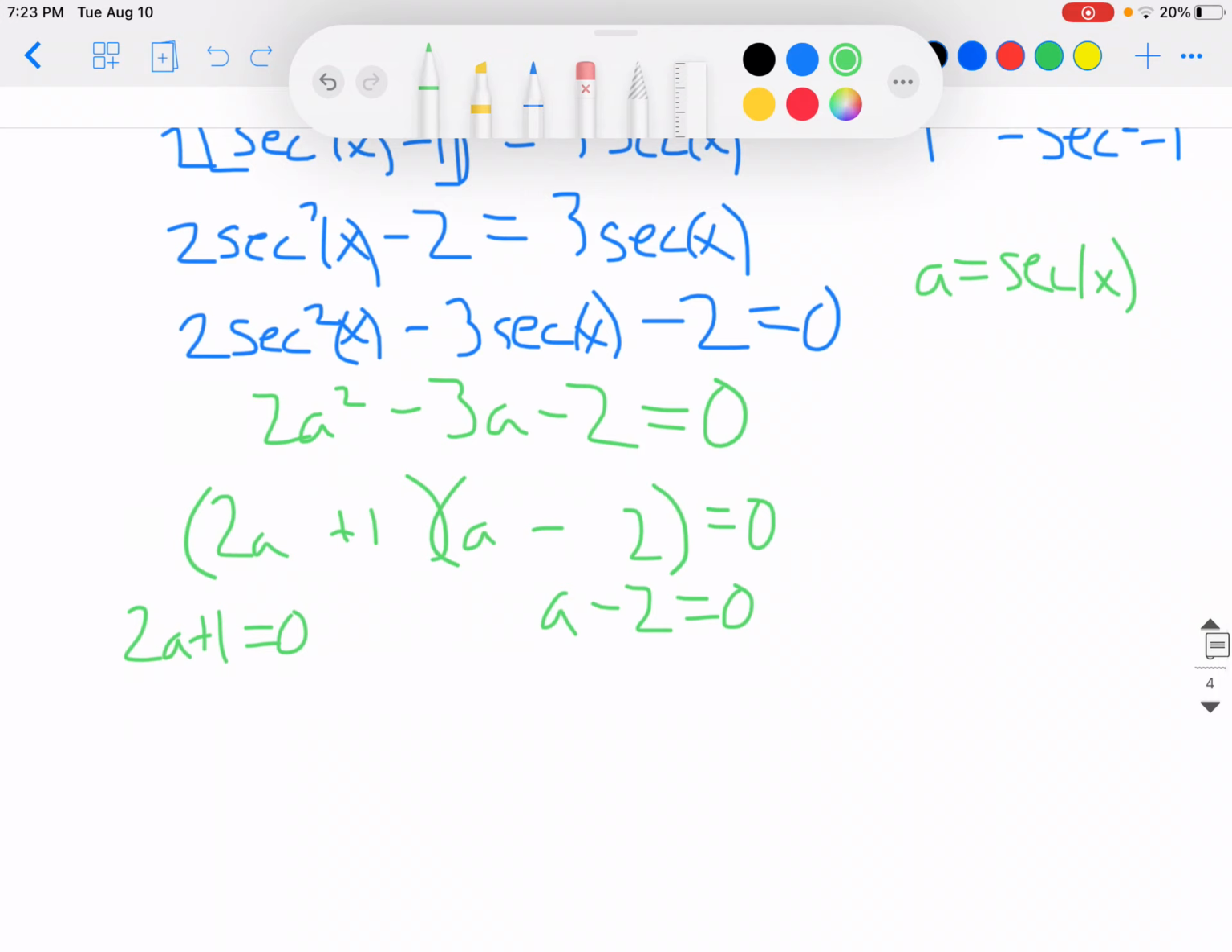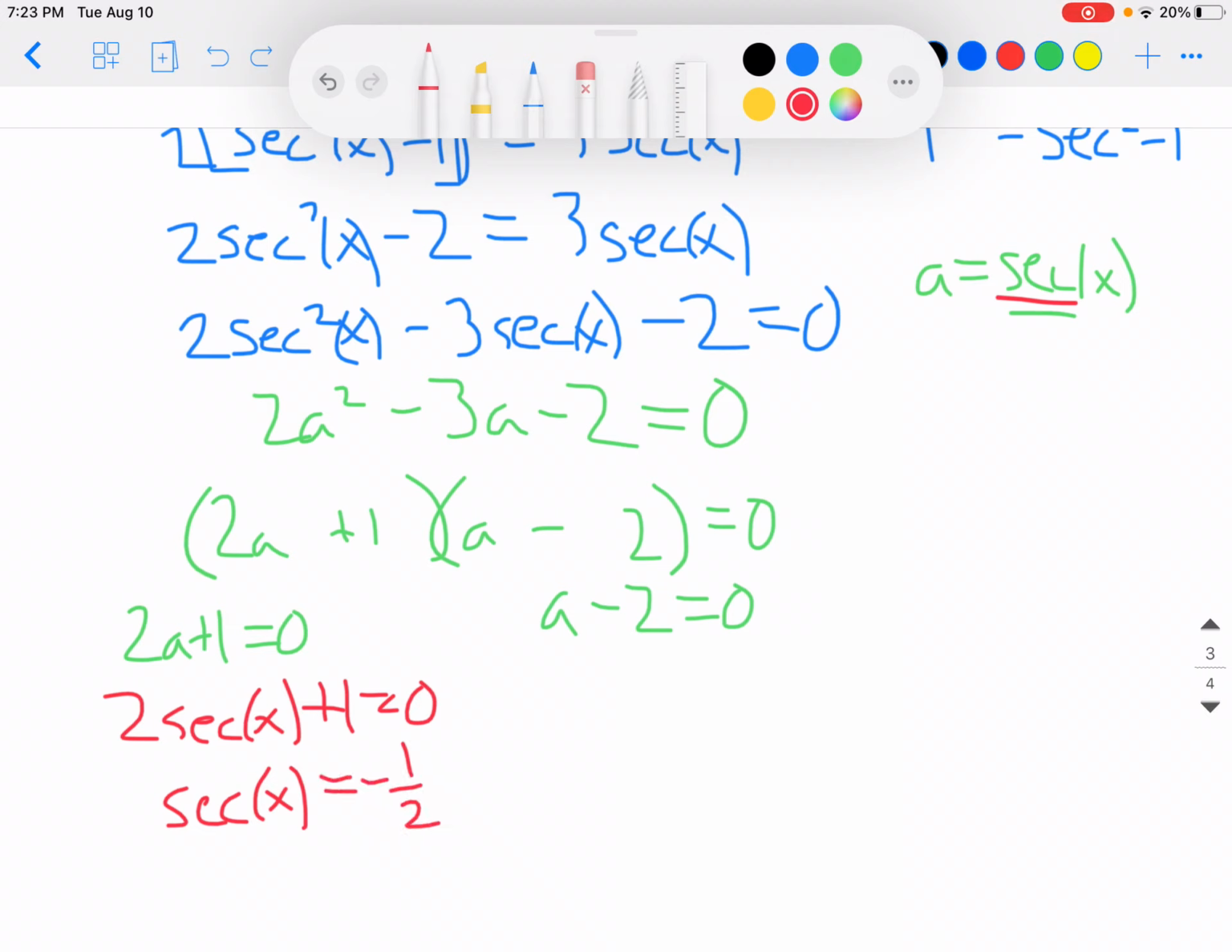So now we're going to put secant back in. Let's do this in red now. So 2 times secant of x plus 1 equals 0, which means that we're looking for a secant of x that is equal to negative 1/2. All right. And then we want to find secant of x minus 2 equal to 0. And so we're looking for a secant value x that is equal to 2.